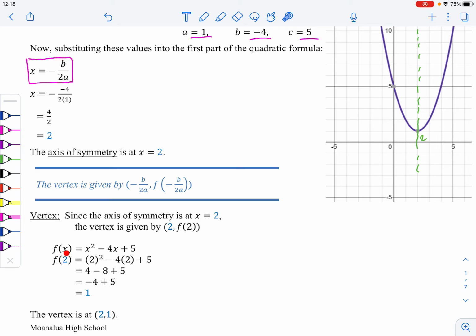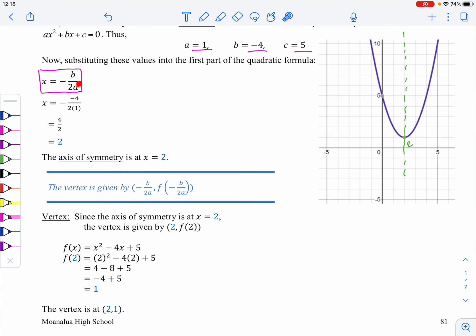All you do is take that 2 and substitute it in there, so f of 2 into our original equation. 2 squared is 4. -4 times 2 is -8 plus 5. 4 minus 8 first, left to right when we add and subtract. 4 minus 8 is -4 plus 5 is +1. So our vertex is at 2, 1.